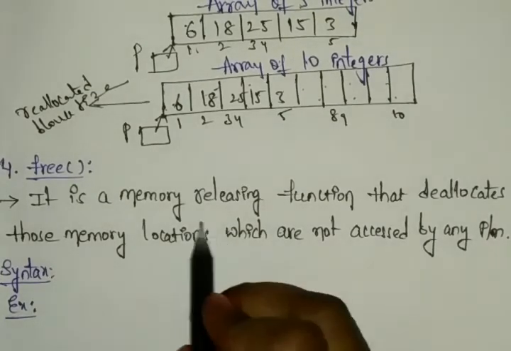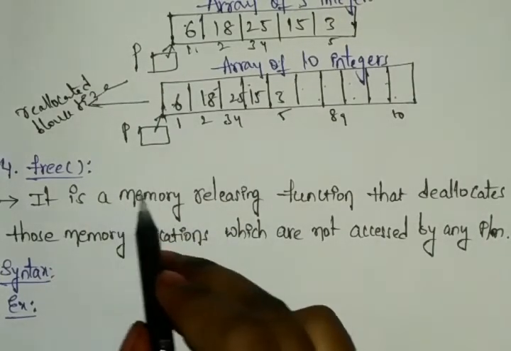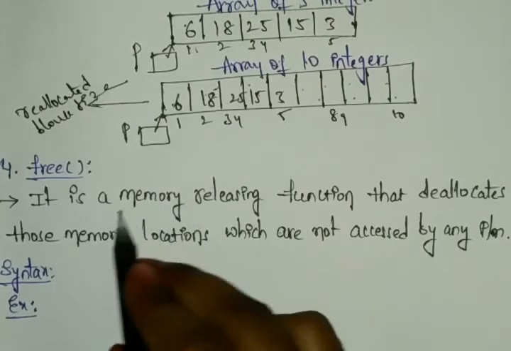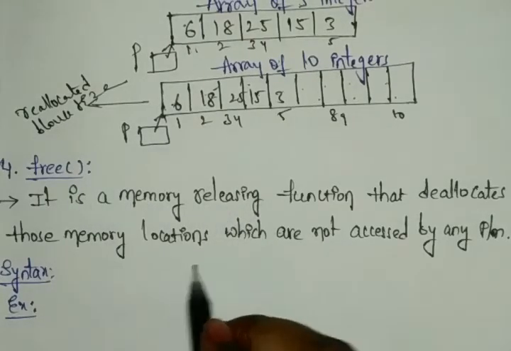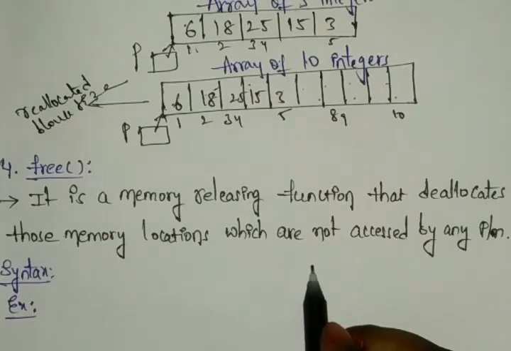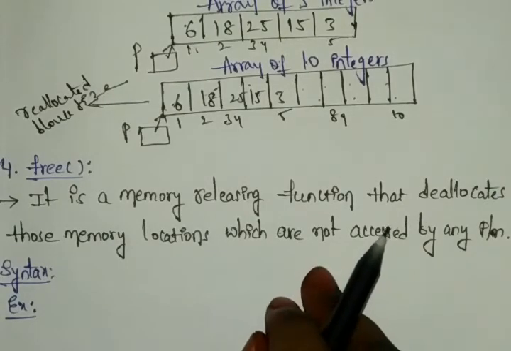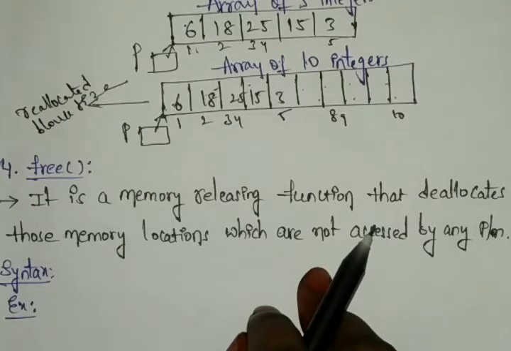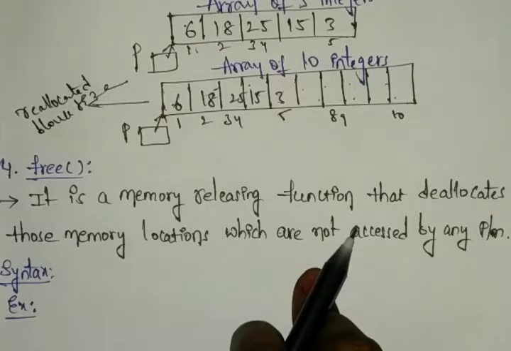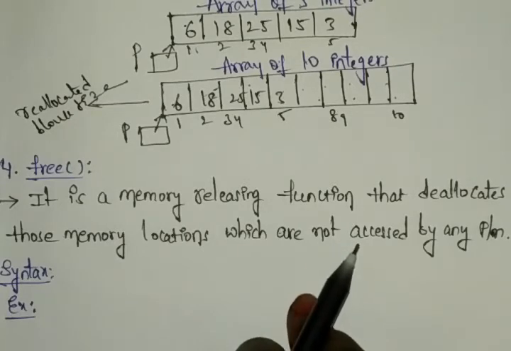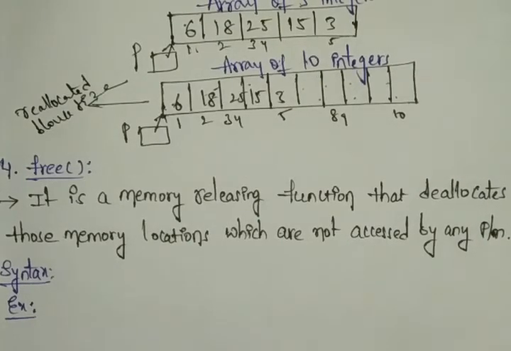So free is releasing the memory. Whatever memory you have, that is released by our free function, and it deallocates those memory locations which are not accessed by any program. So allocation and deallocation we have for the dynamic memory. So whatever you release with the functions, those functions are deallocating the memory locations. Means once you deallocate this here, these will not be accessed by any program.